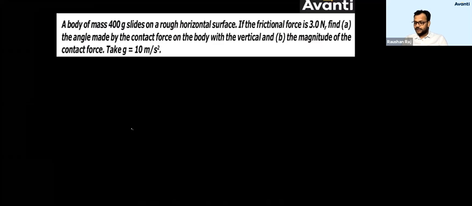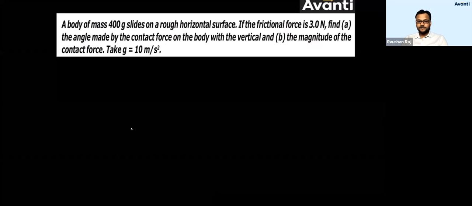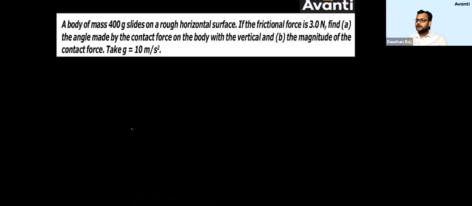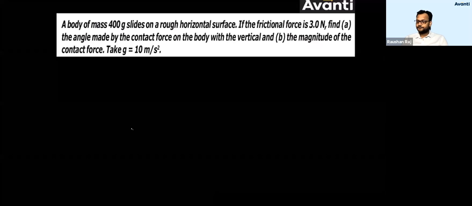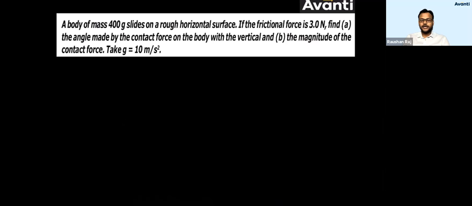A body of mass 400 gram slides on a rough horizontal surface. If the frictional force is 3 Newton, find A. पहला question, angle made by the contact force on the body with the vertical. Second question, magnitude of the contact force. Take g is equal to 10 meter per second square. Come on guys, please solve this.